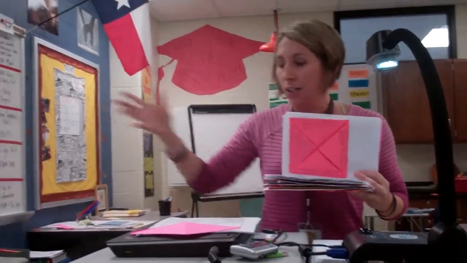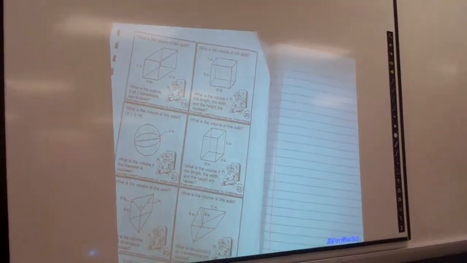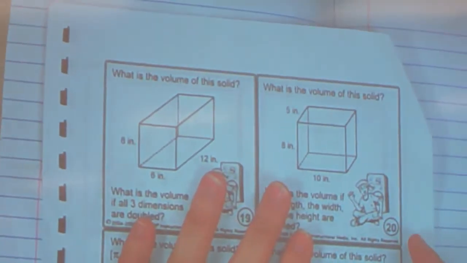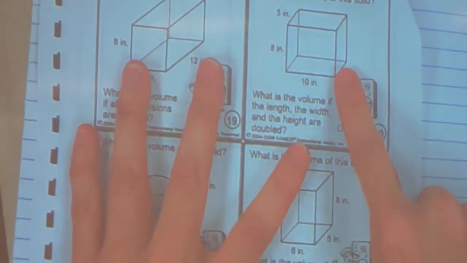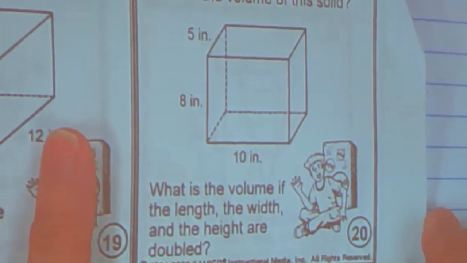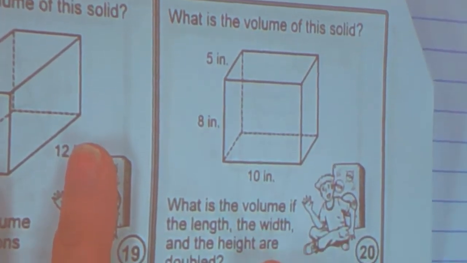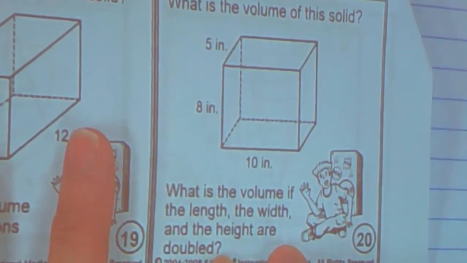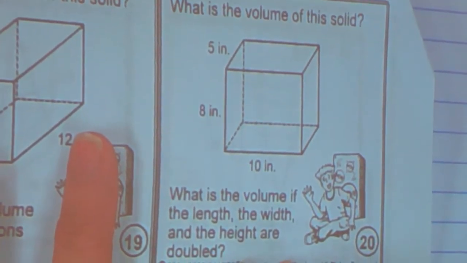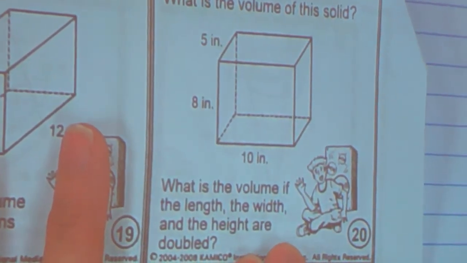Okay, so if you can take a look at the sample problem that we'll work together. We're going to first do a rectangular prism. And I'm going to read the problem first, and then we'll walk through the steps together. It says, what is the volume of this solid? So we're first going to find the original volume, and then it's going to ask us to change something. What is the volume if the length, the width, and the height are doubled? So then we'll have to find a new volume.